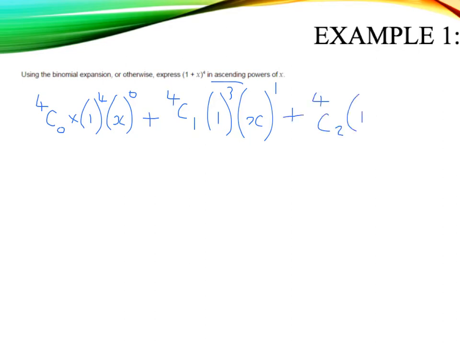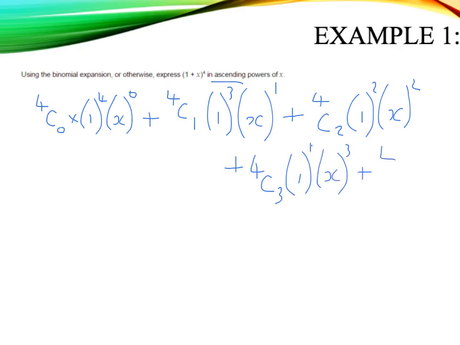4C2, 1 to the power of 2, x to the power of 2, plus 4C3, x to the power of 1, 1 to the power of 1, x to the power of 3, plus 4C4, 1 to the power of 0, x to the power of 4. Now, let's see if we can work out where these things come from.